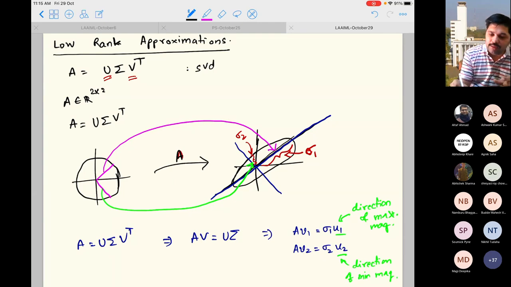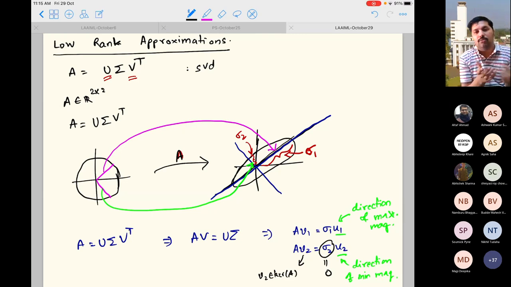Because suppose, for example, in a 2 by 2 case, if sigma 2 is equal to 0, then I'm really saying that V2 is going into the null space, right? V2 belongs to the null space or kernel of this matrix A. So you have a non-zero vector in the kernel. That means that matrix A is losing rank, right? So that is what is really happening. If one of the singular values is 0, then this ellipse actually collapses into a lower dimensional ellipse.